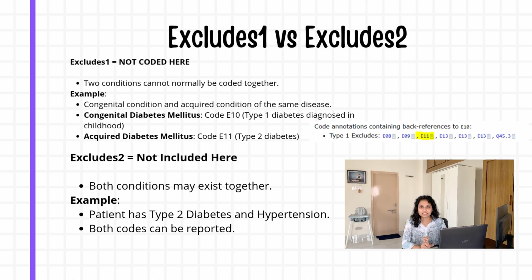Now, what is Excludes2? Excludes2 means both conditions may exist together. For example, a patient has type 2 diabetes and also has hypertension. We can code type 2 diabetes and hypertension together. So that's a basic overview of ICD-10-CM coding conventions with practical examples. Remember, these conventions are not just theory. These are the rules that guide you to assign appropriate and accurate diagnosis codes and avoid coding errors.